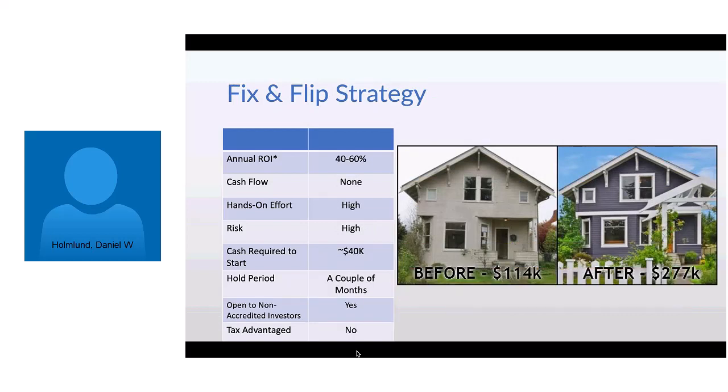Next, fix and flip. Fix and flip is where you get a lot of the television shows that show these dilapidated houses and how they've been turned around into something brand new and beautiful. You can often get a very large ROI on these types of deals. And I have an example here on the next page.